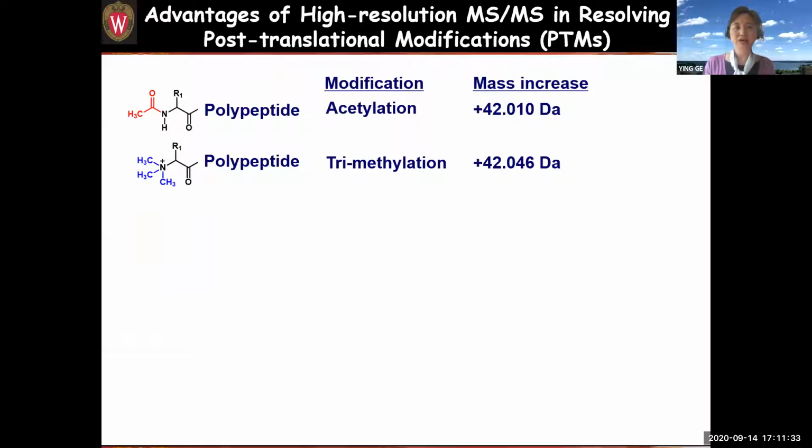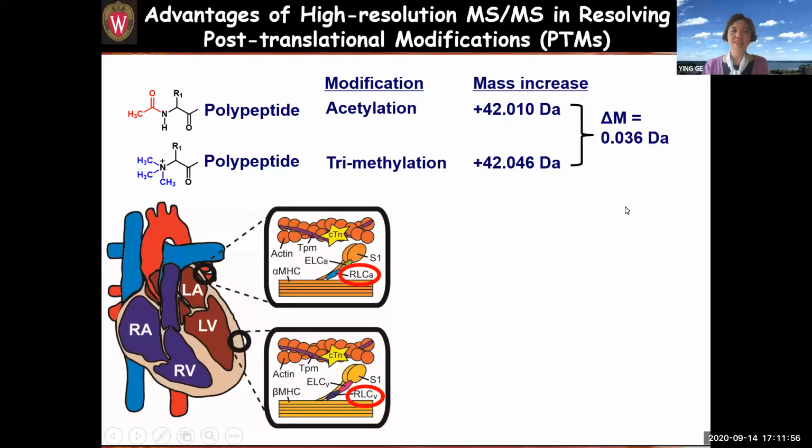And thanks to the high resolution mass spectrometry, we can show this difference between acetylation and trimethylation. So many times the biologists will ask us, can you identify a difference of 14 Daltons, like methylation? We said, okay, of course. So you actually can detect these differences of 14 Daltons easily, and even the 0.036 Dalton mass difference between acetylation and trimethylation.